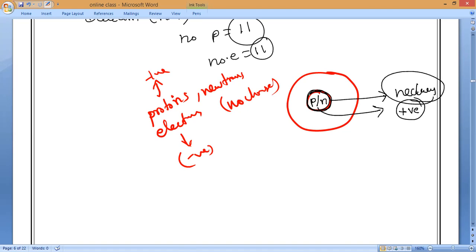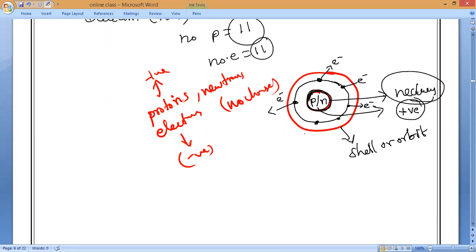Positive, because protons are present. Now, electrons are revolving around the nucleus in a particular shell, or we will say orbit. That is what we used to call electrons, which are negatively charged particles roaming in a particular orbit around the nucleus. This is what we call an atom.